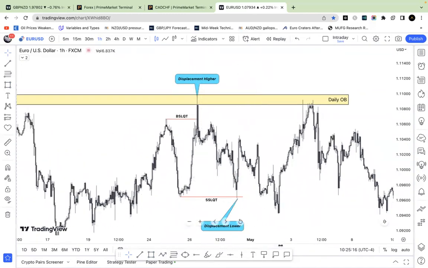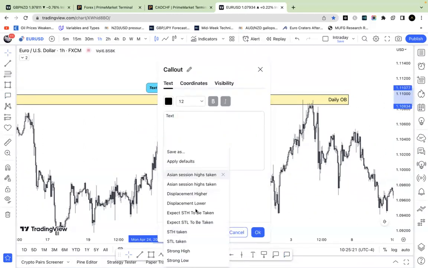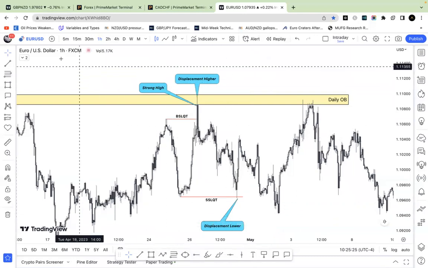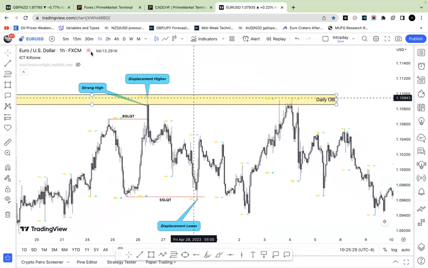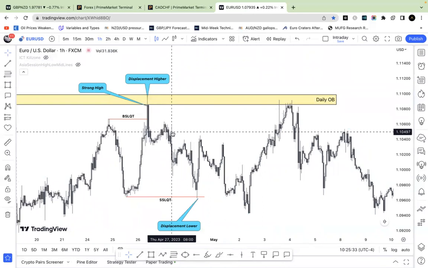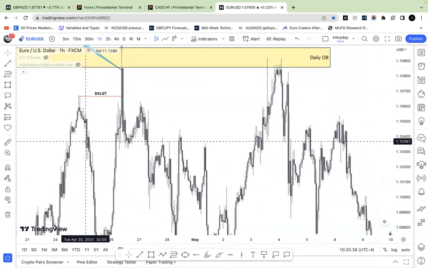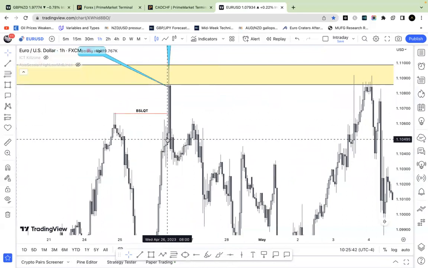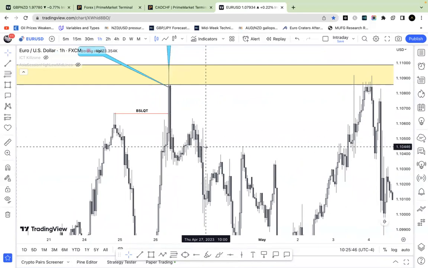And now you know a few things, right? You have a 1H displacement higher into a daily order block. I'm sure at the time you had ICT kill zone confluence right there. Kill zone was respected after the displacement higher, and you have a strong high. So as price action is moving, what happens? Displacement higher happens, right? Price ends up creating a bearish order block, which is then respected, and it trades.